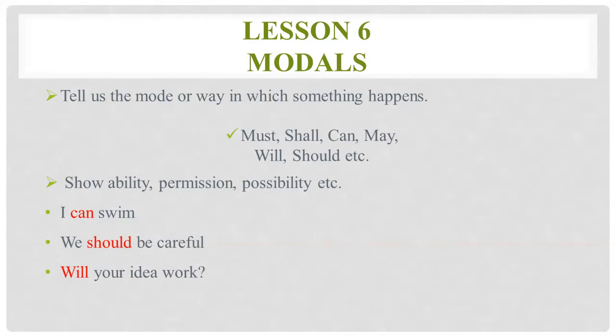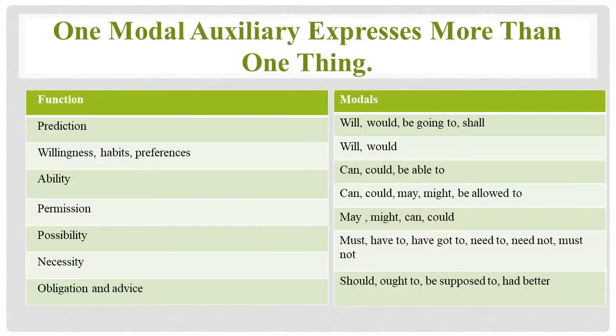On the left side, the different functions are written. For example, prediction, telling something about future. To tell something about future, we use modals, or mostly used modals are will, would, be going to, and shall. To show willingness, that we are agree to something, or habits or preferences, the mostly used modals are will and would. So we can see will is a modal that shows prediction as well as willingness.